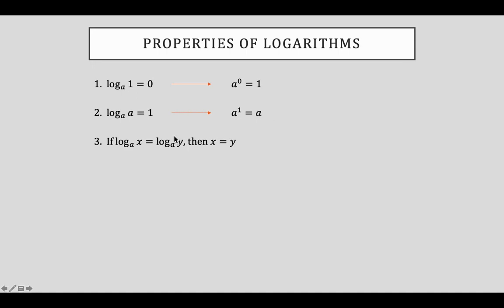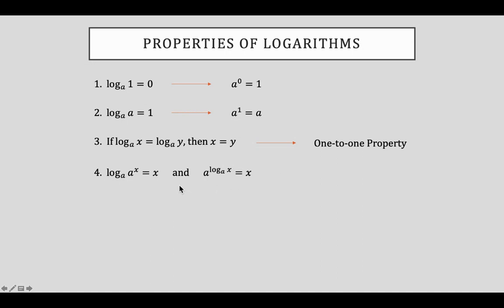All right, property number 3. If log base a of x is equal to log base a of y, then x is equal to y. If I have two logs with the exact same base set equal to each other, they will be equal if and only if the quantities inside of the logs are equal. This one should look a little bit familiar. We had a very, very similar property for exponents. It's called the one-to-one property. And as you might be able to guess, this is called the one-to-one property for logarithms.